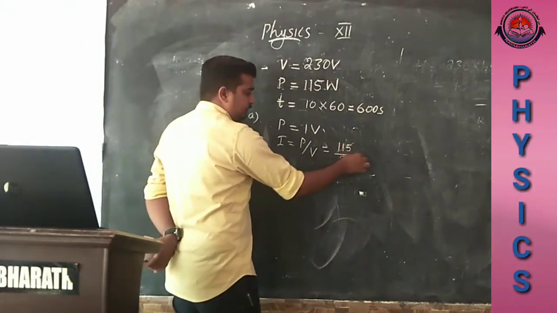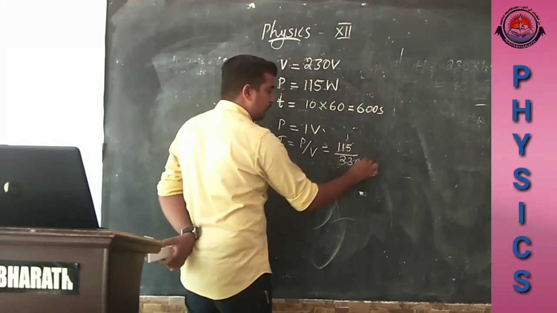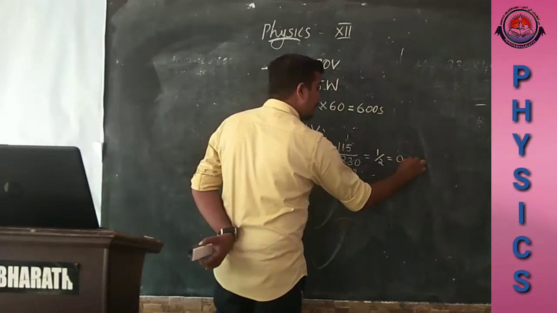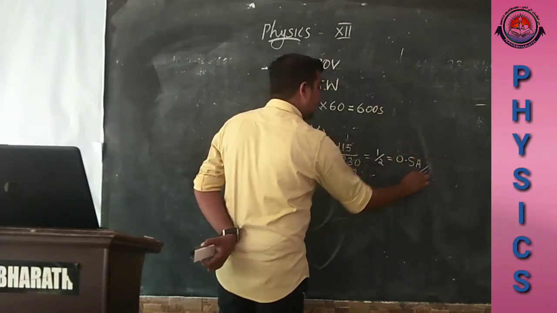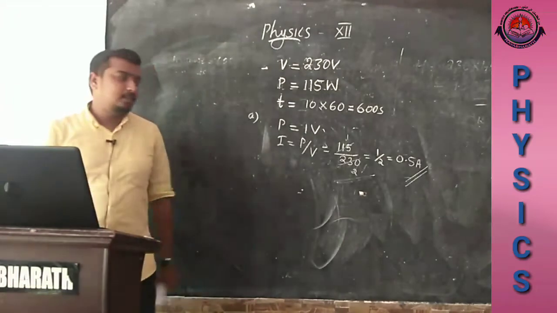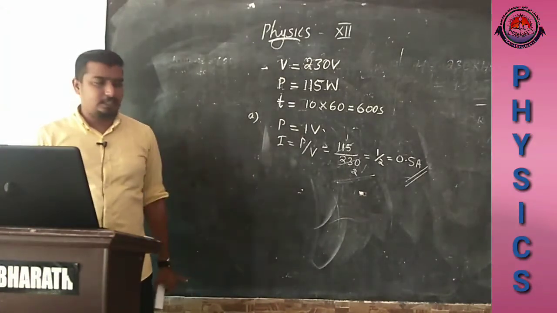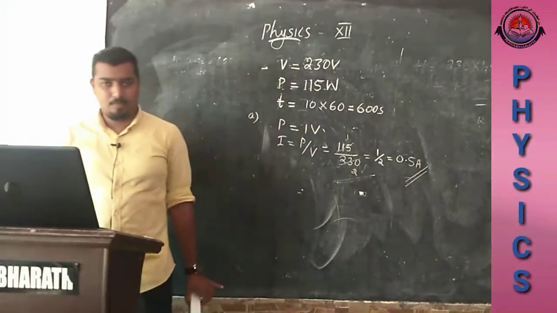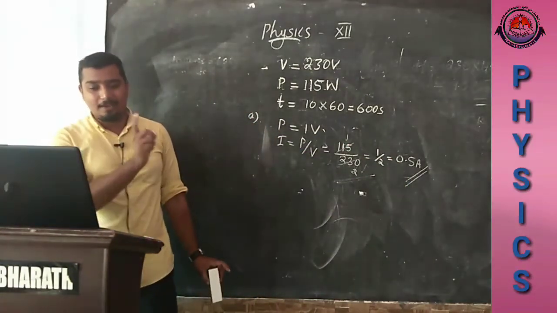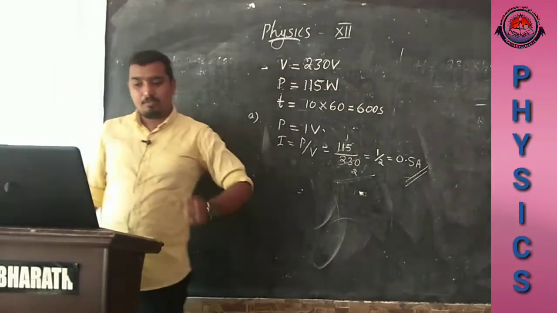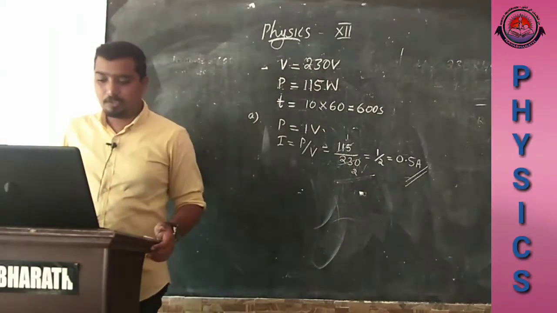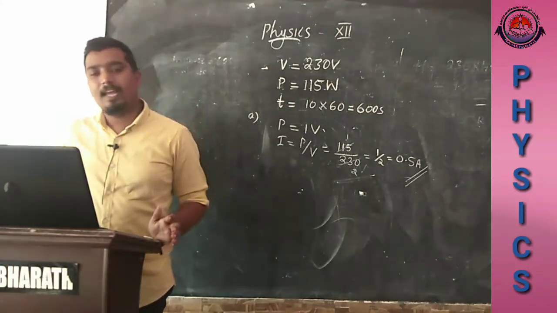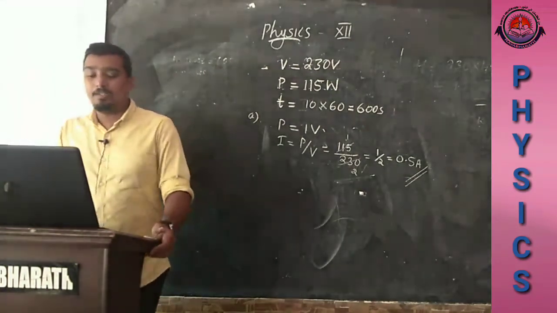Okay, here these two are cancelled, here 1, 2, that is 1 by 2. 1 by 2 means 0.5 ampere. Okay, the answer of the eighth question is I equal to 0.5 ampere. That is, 0.5 ampere current is flowing through the electric bulb.